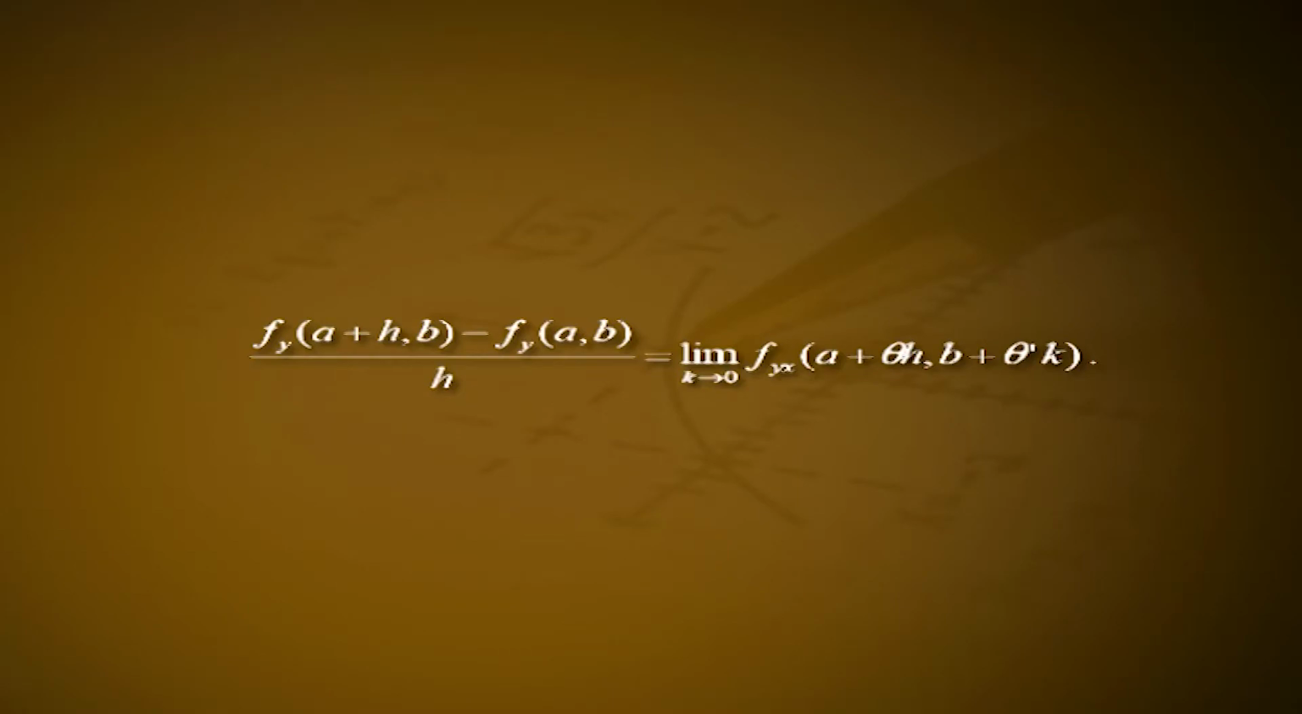Proceeding to limits when k tends to 0, since f_y and f_yx exist in a neighborhood of (a, b), we get [f_y(a+h, b) minus f_y(a, b)] divided by h is equal to the limit of f_yx(a + theta h, b + theta dash k) as k tends to 0. Again, taking limits as h tends to 0, since f_yx is continuous at (a, b), we get f_xy at (a, b) is equal to the limit h tends to 0, limit k tends to 0, of f_yx(a + theta h, b + theta dash k), which is equal to f_yx at (a, b).